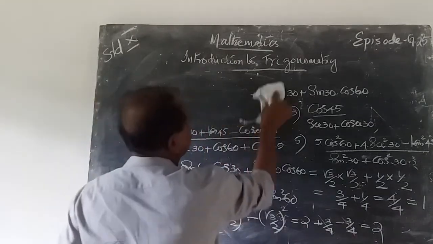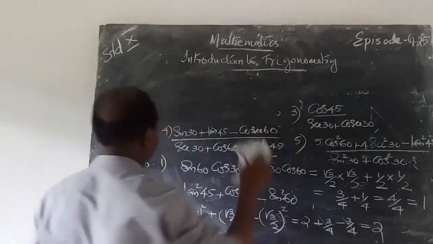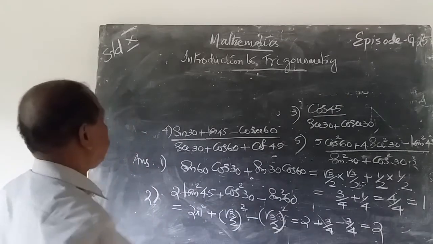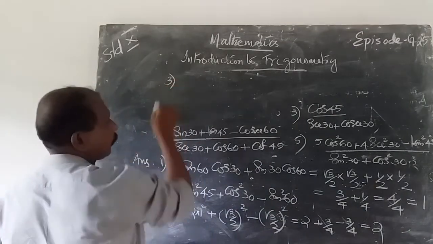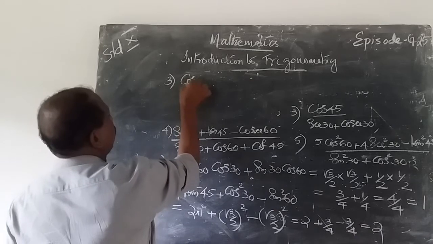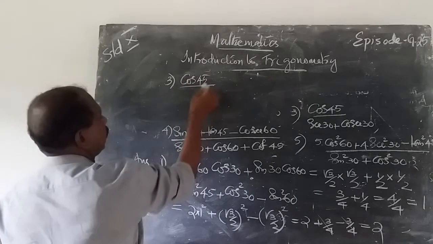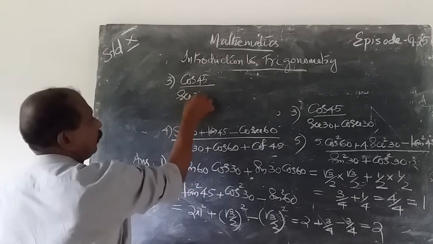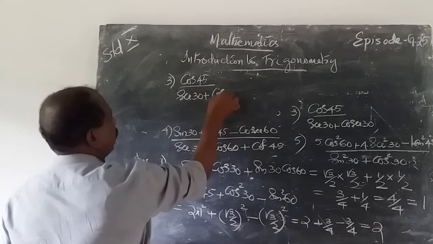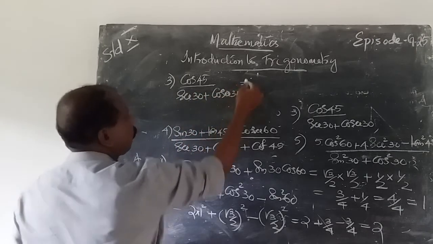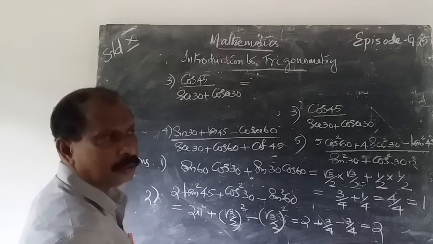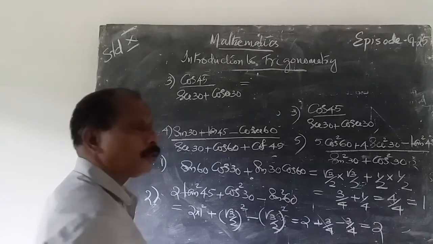Then the third question. Then question number 3: cos 45 by sec 30 plus cosec 30. Cos 45 is what? 1 by root 2. Sin 45 is also 1 by root 2.